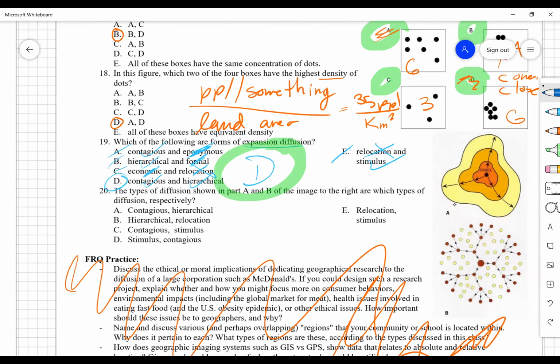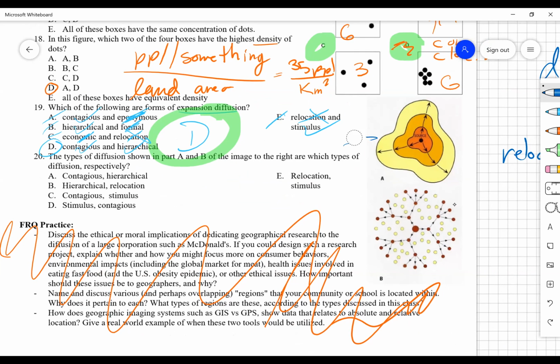So question 20 is going to be referencing these stimuli right here. So it says, the types of diffusion shown in part A and B of the image are which types of diffusion respectively? Ooh, I already have answers in the chat here. So everybody actually both got this question right, and it is going to be A.